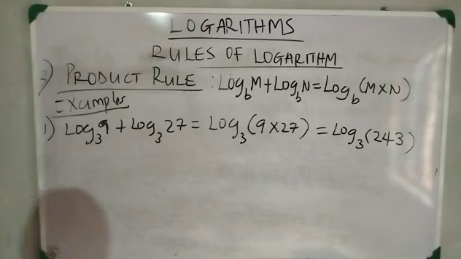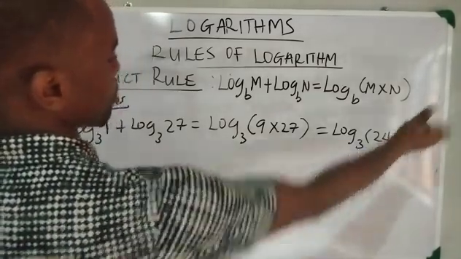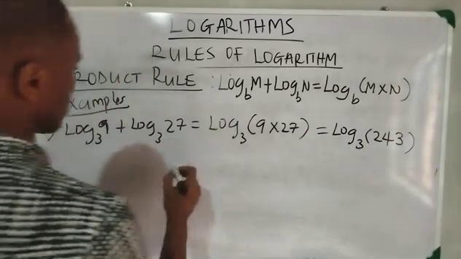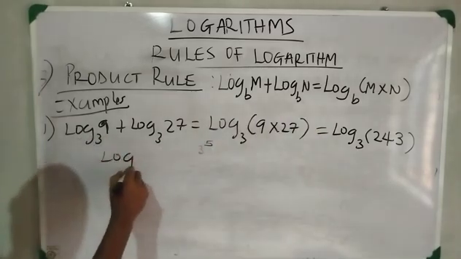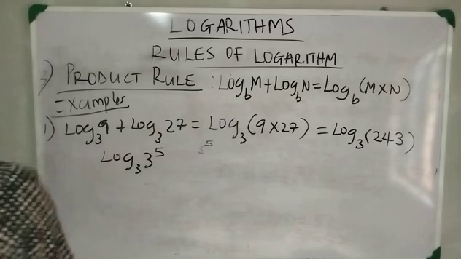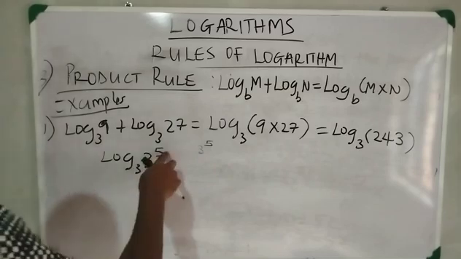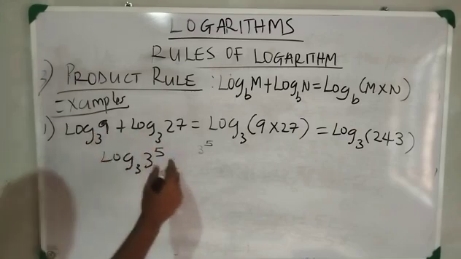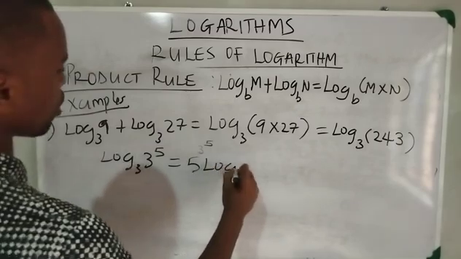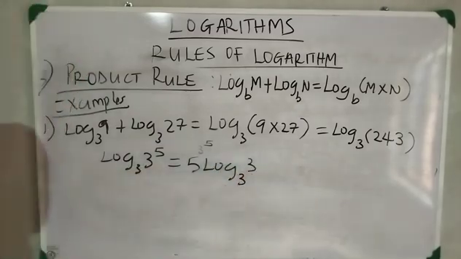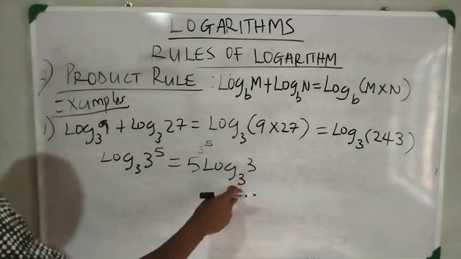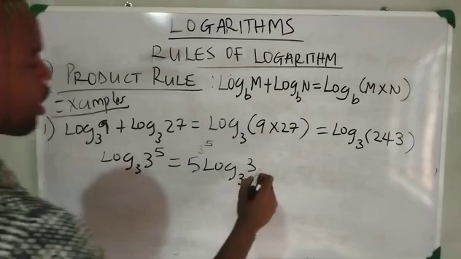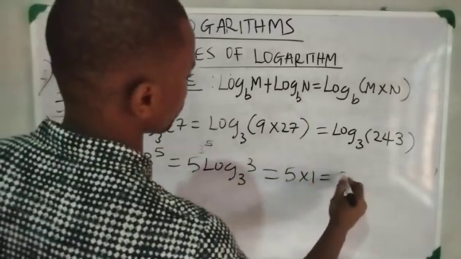Alright, now, is this your final answer? No. Why do we say so? Because this can also be represented as a power of 3. In other words, 243 is the same thing as 3 raised to the power 5. So I can write this as log to the base 3 of 3 raised to the power 5. And if you remember the power rule, when we have a power, we can move it over to the front. So this is the same thing as 5 log 3 to the base 3. And when we remember the identity rule, log of 3 in base 3 is equal to 1. So this is the same thing as 5 times 1, which is 5.